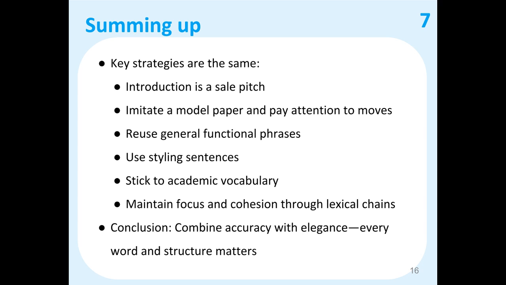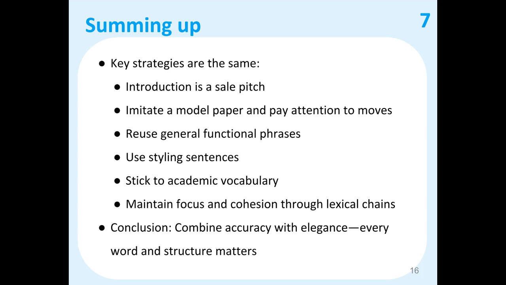After that, we looked at styling sentences. Here, the point was to move beyond just correct English and into elegant English. Using different sentence patterns, compound, complex, imperative, passive, appositive, you can control rhythm and emphasis. We also looked at academic vocabulary and cohesion. Academic writing sticks to a fairly stable set of words, and good writers build chains of meaning, question, search, answer.